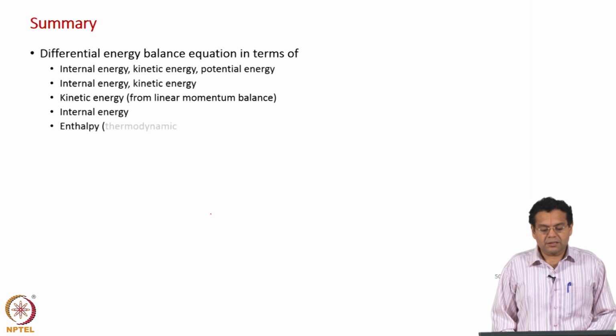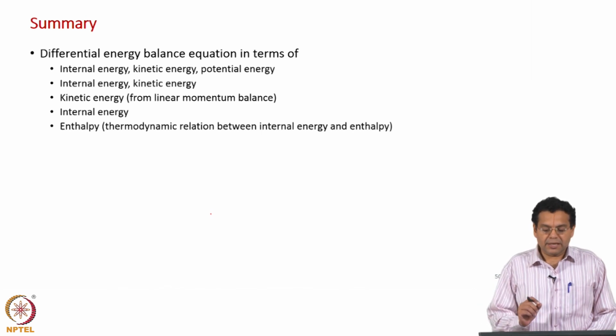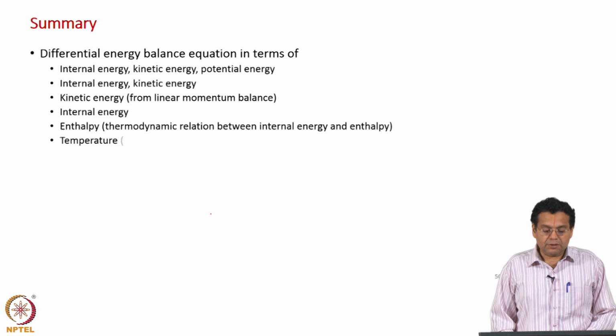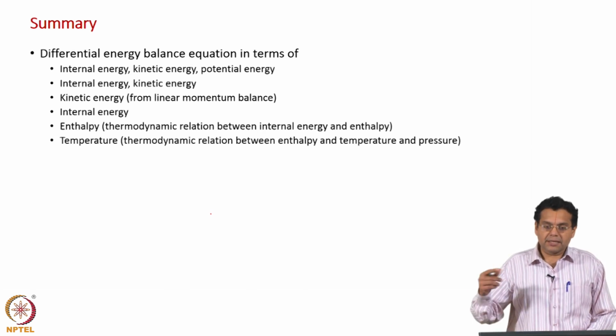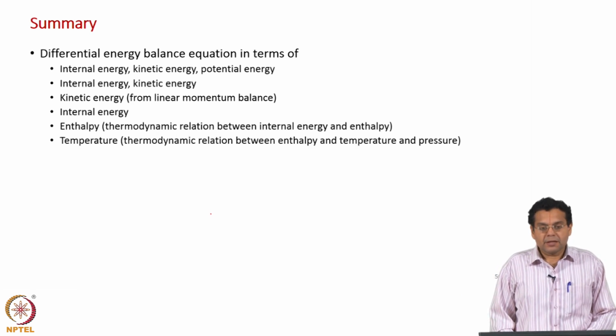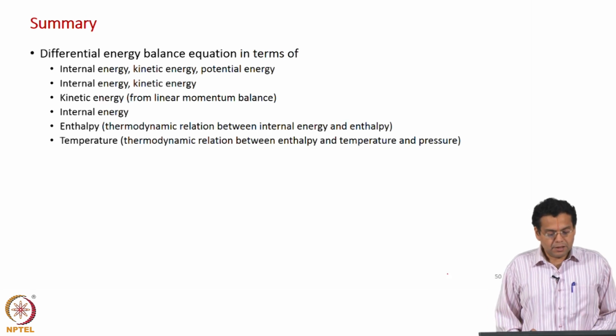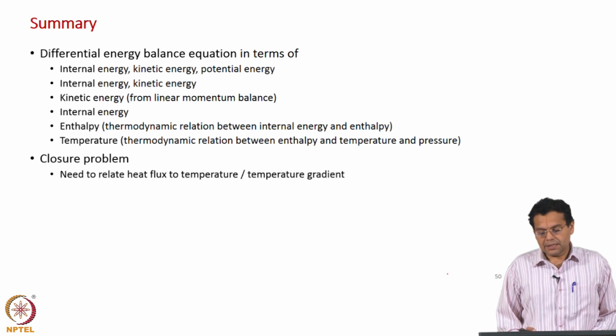Used the thermodynamic relationship between internal energy and enthalpy and got an equation for enthalpy, and then once again used a thermodynamic relationship between enthalpy and temperature and pressure, and finally arrived at the differential energy balance equation in terms of temperature. Towards the end, we discussed the closure problem. What is that? We need to relate heat flux to temperature gradient.